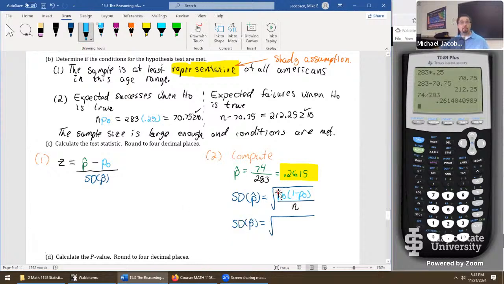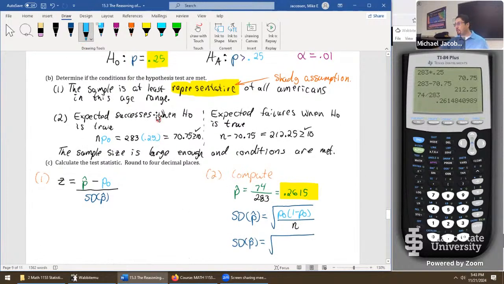follow the structure and grab p naught, which came from right up here, that 0.25. Let me get rid of that temporary highlighting. Then it's 1 minus 0.25, or 0.75 if you want to skip a step. Division by sample size, and I constantly forget that, but it's right here by p hat. You're always dividing by the sample size, so it's 283.